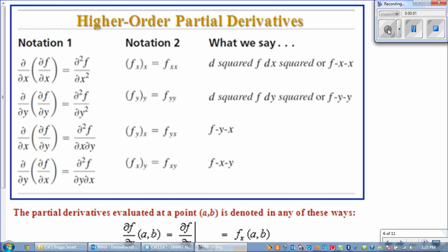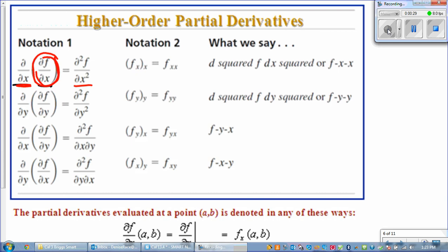Now let's look at higher order partial derivatives. The notation for taking the partial derivative of a partial derivative. So first we find the partial of f with respect to x. Then we take the partial of this with respect to x again, and the notation becomes the second partial of f with respect to x. And this is the notation.